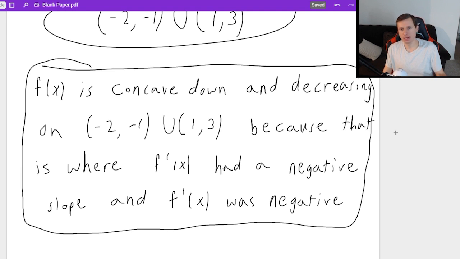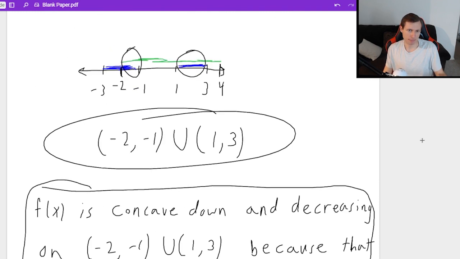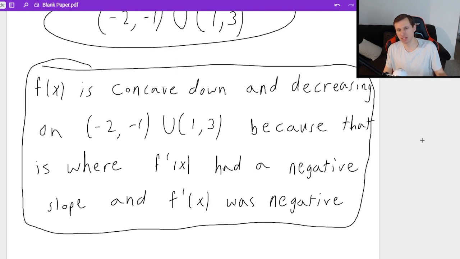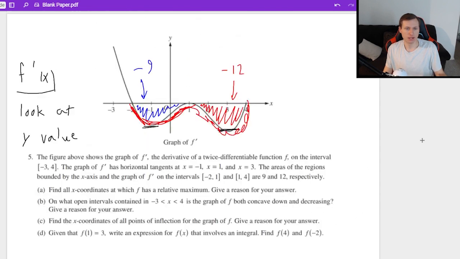Pretty lengthy, I know. But when they say give a reason for your answer, that's what they're looking for. They're looking for what you did, but just in word form. And as long as you say something like this, it doesn't have to be this exact wording, you'll probably get credit. Now into part C, find the x-coordinates of all points of inflection for the graph of f. Give a reason for your answer.